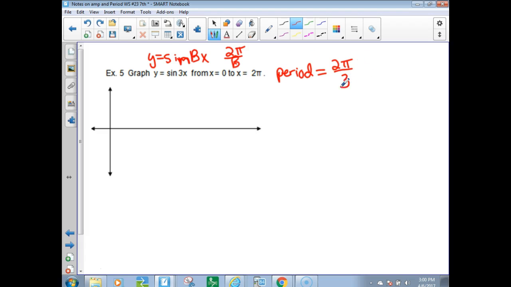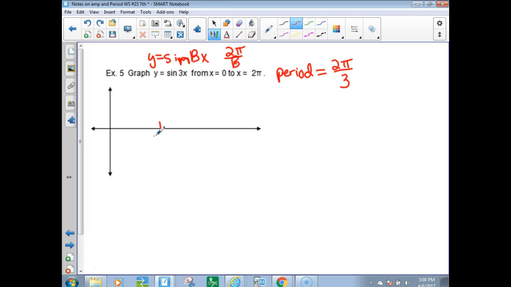2 pi over 3. It's telling us to go from 0 to 2 pi though. So this 3 has just cut the period by 1/3, which means how many waves would be within it? It's like 3 times the waves. So if we're going to do 2 pi units, we're going to have 3 waves. So let's just cut this up like this.